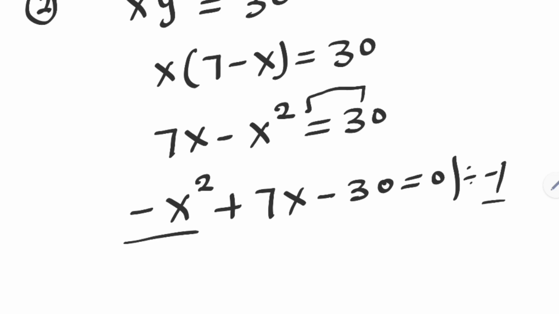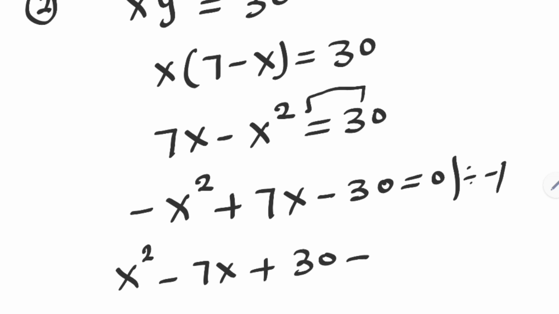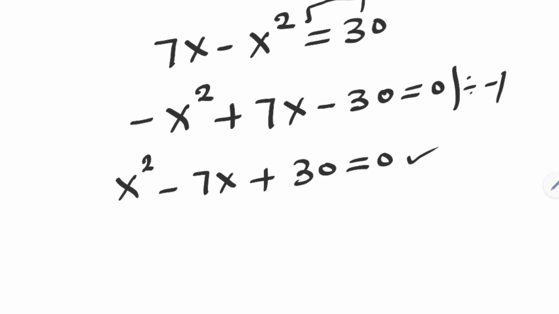Minus x squared divided by minus 1 will give x squared, then plus 7x divided by minus 1 will give minus 7x. Then minus 30 divided by minus 1 will give plus 30 is equal to 0. This is a quadratic equation. Let us solve it using the quadratic general formula.